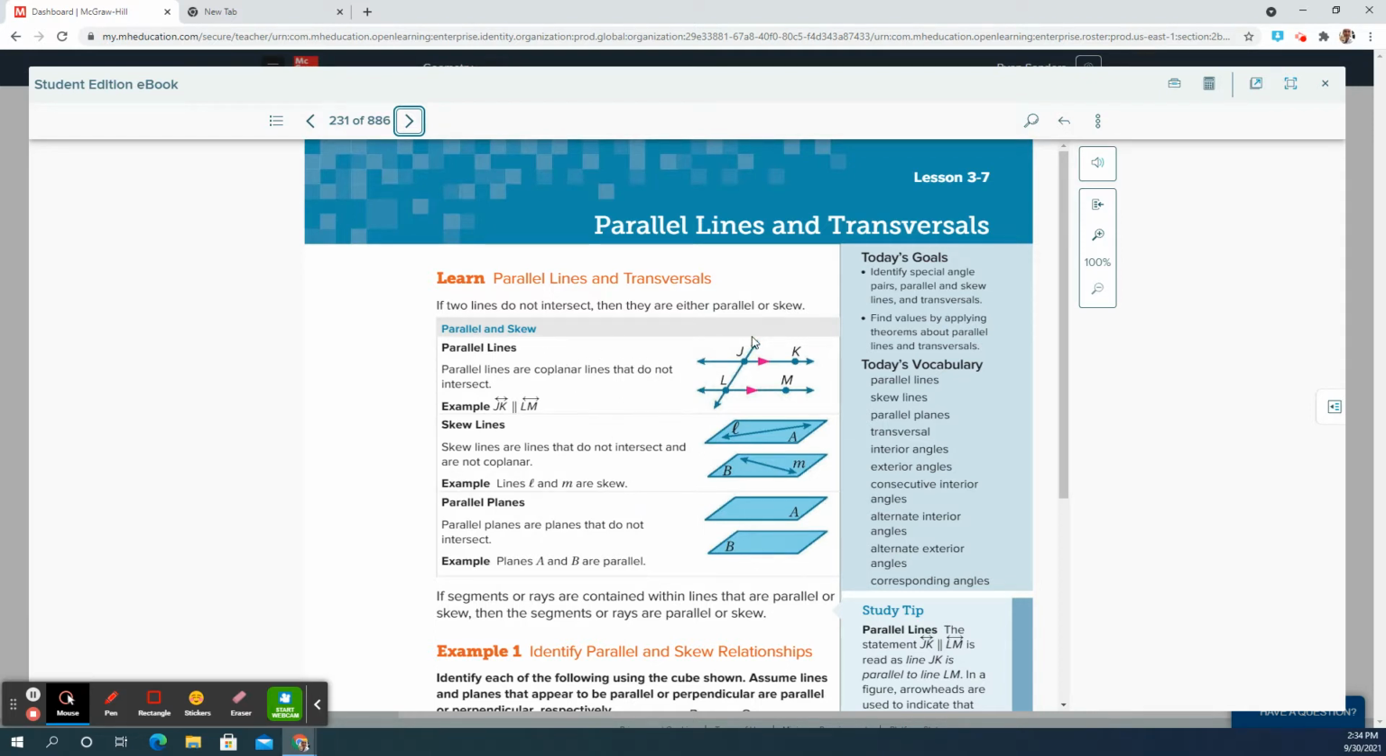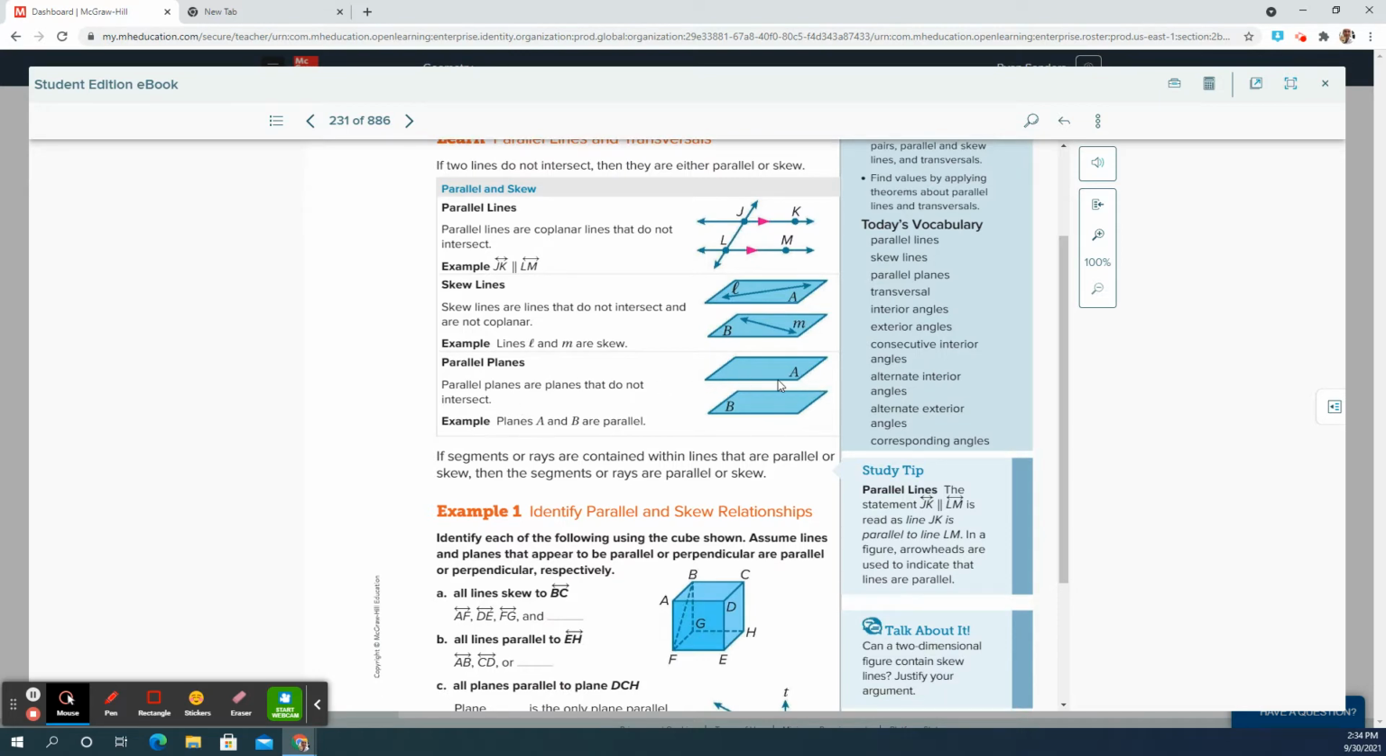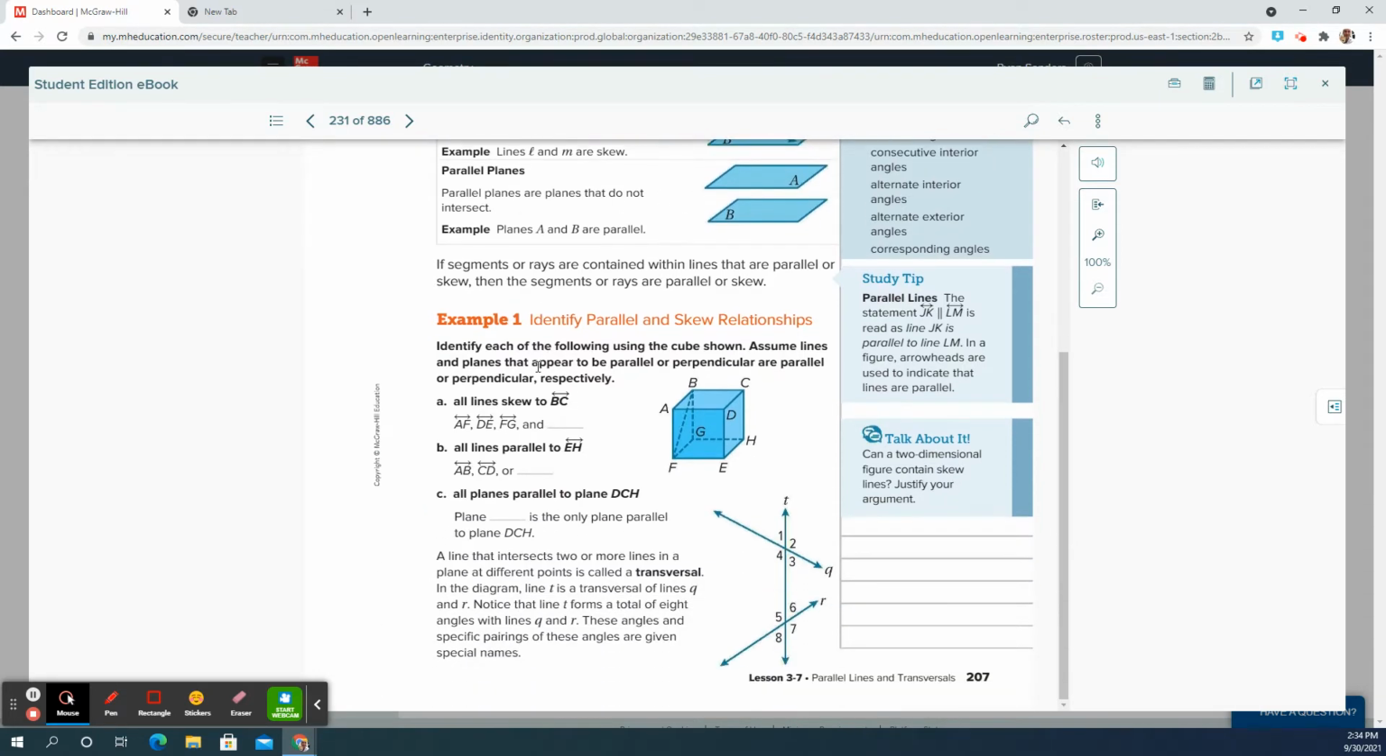So we got the first ones here. We got parallel lines and what they're kind of looking like. Parallel lines are coplanar. They do not intersect, so they're on the same plane and they never touch each other. Skew lines are lines that do not intersect and are not coplanar. That means they're on different planes and they never touch. Parallel planes, planes that never touch.